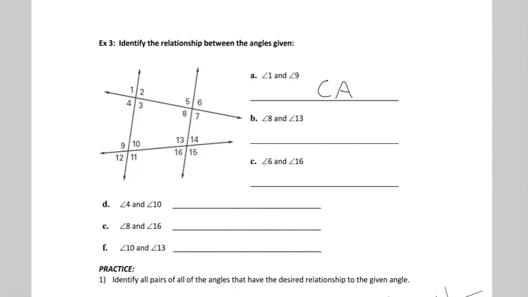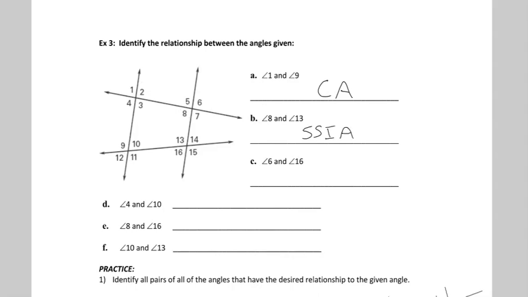Look at the next one, 8 and 13. Here is 8, and here is 13. It's this intersection and this intersection, meaning we're probably not talking about that. Is that on the interior or the exterior? Well, it looks like it's on the interior of the two lines, and it's the same side. It's the same side interior angles.